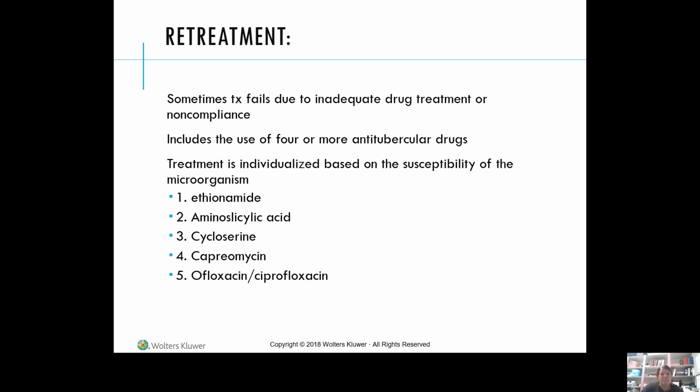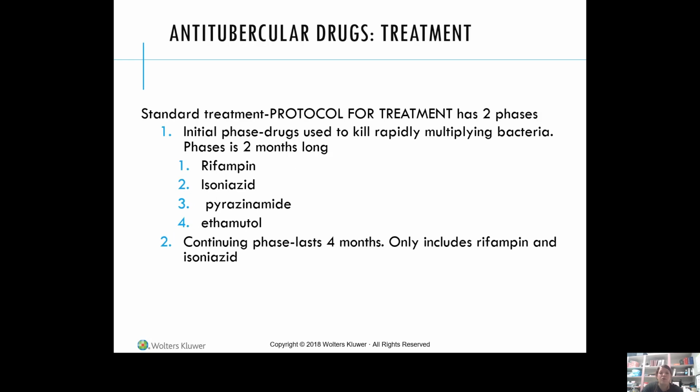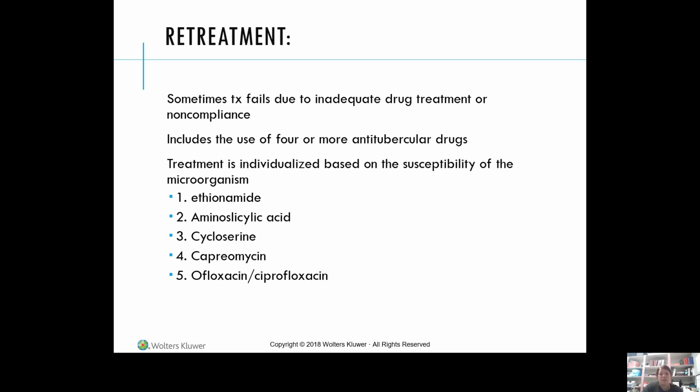And if you look at it, it's 6 months total. So the initial 2 months, they will be treated with all 4 of these drugs. And then they will all fall off except for rifampin and the INH. And then that will continue for the next 4 months, making it a minimum 6 month treatment. Retreatment, these are the additional drugs for retreatment. They're going to fall into that secondary treatment category that we discussed.